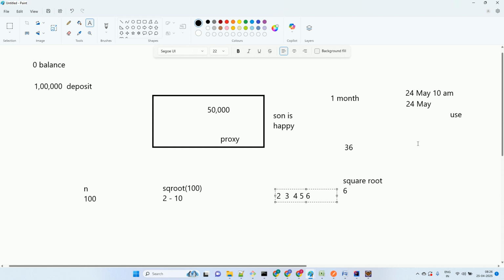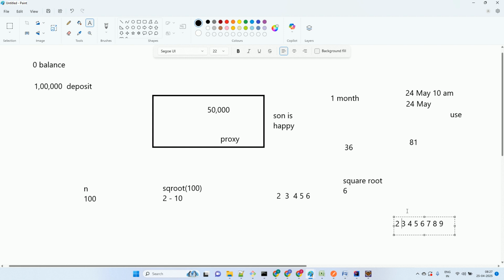Let's take 81. So what is the square root of 81? 9. Now to check whether 81 is prime or not, what you have to do? Just check whether 81 divides by 2 to 9. So does it divide by 2? Yes. Does it divide by 3? Yes. So it is not prime.